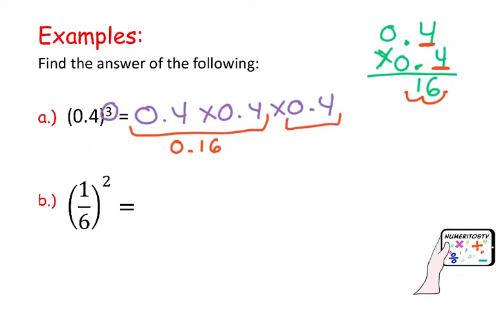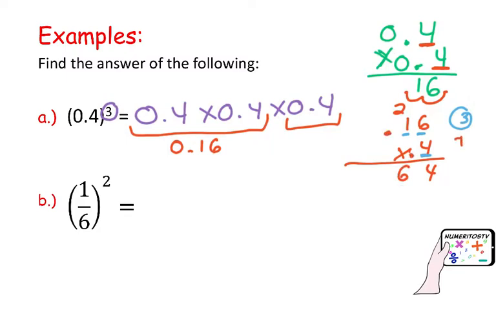Then we need to multiply that times our last 0.4. So 0.16 times 0.4. How many decimals in total? 1, 2, 3. So I'll keep that in mind. I need to bring 3 decimals back at the end. You can get rid of the decimals now and just multiply the whole numbers. So 4 times 6 is 24. 4 times 1 is 4. 5, 6. And then we bring the decimals back.